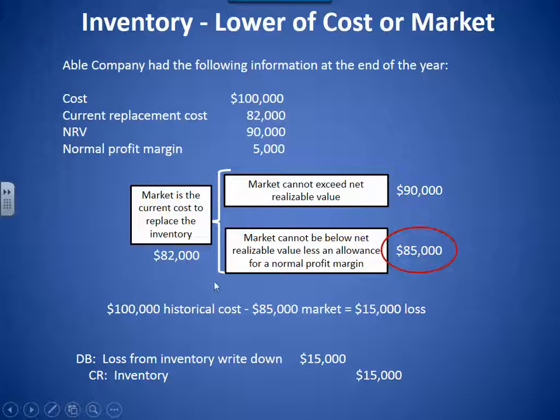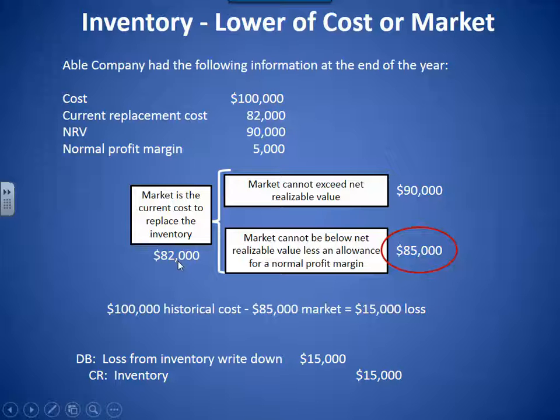Now let's take a look at the ceiling and the floor. The market cannot exceed net realizable value. In this case, our net realizable value is $90,000. The floor, market cannot be below net realizable value less an allowance for a normal profit margin. So we have our net realizable value of $90,000 minus a normal profit margin of $5,000, meaning our floor is $85,000. So our cost to replace the inventory is $82,000.